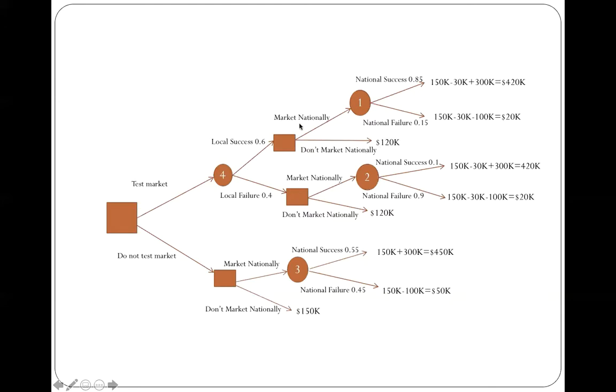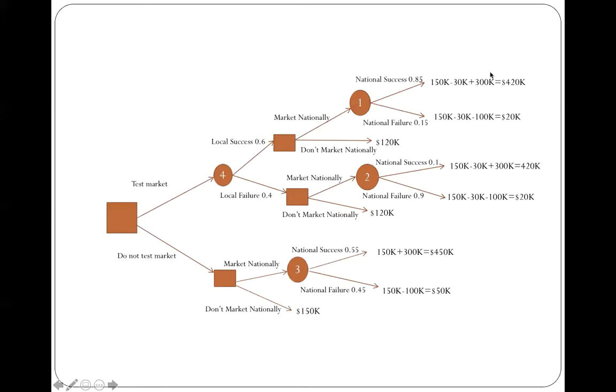However, what if we decide to market the product nationally? If we decide to market the product nationally, we have two possible values for our assets. One of them is 420K, one of them is 20K, but we don't know exactly which one of them is going to happen. One of them is going to happen with a chance of 85%. The other one is going to happen with a chance of 15%. Okay, so what is the value of our asset if we decide to go ahead and market the product nationally? You may say, what if we take average of these two possible values?